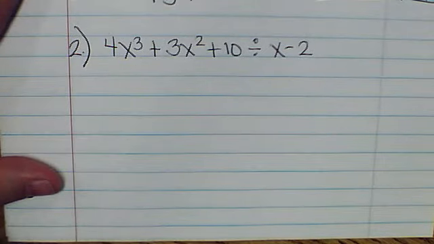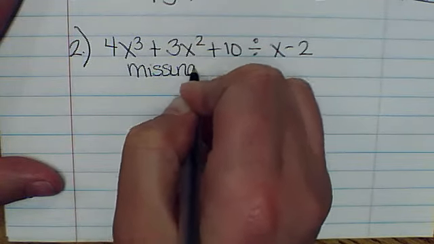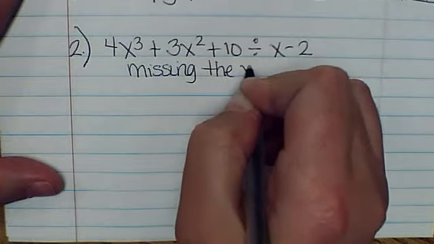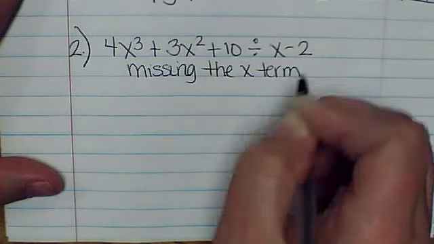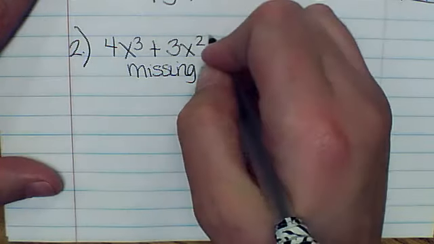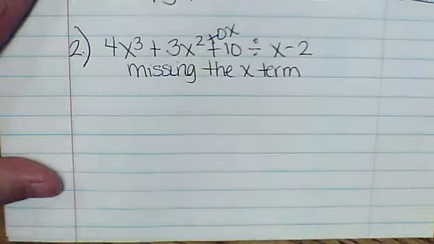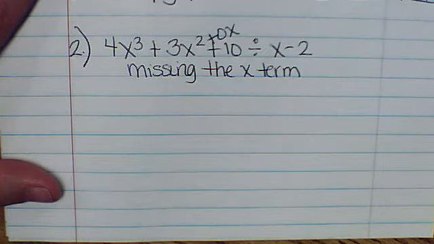Now, hopefully right away when you look at that, you see that there's a problem. Our problem is that we're missing the x term. That means that we have to put in a 0x. So up here, I'm going to write in plus 0x so that I don't forget that.